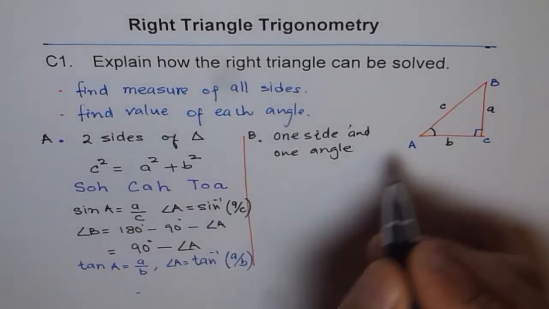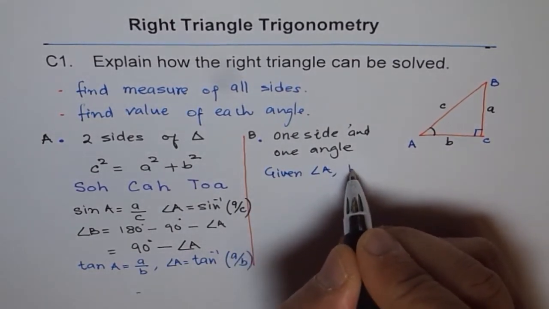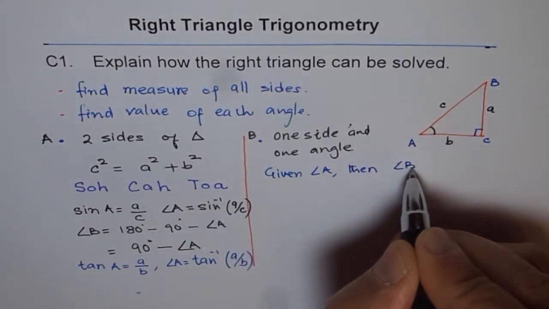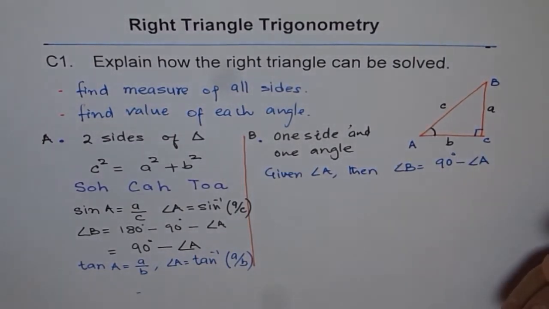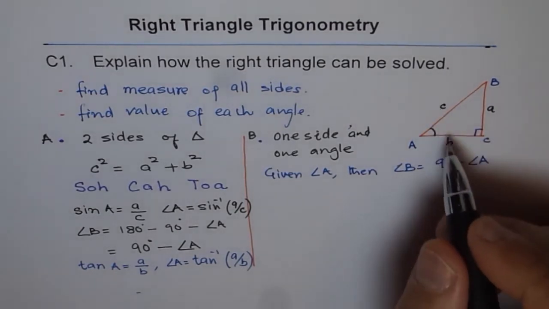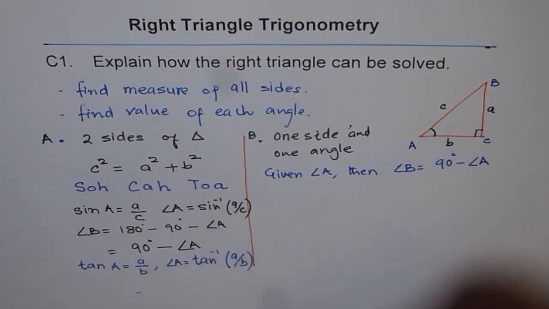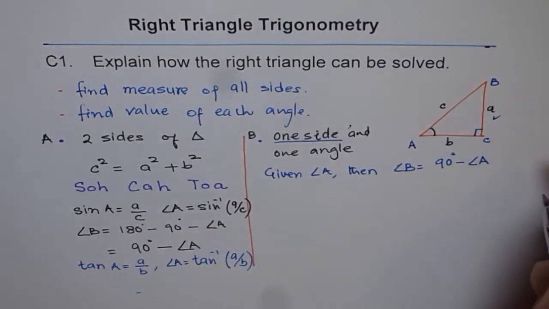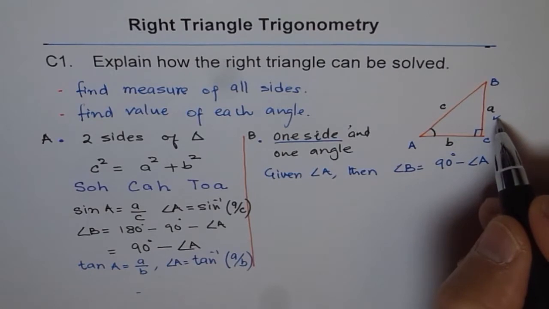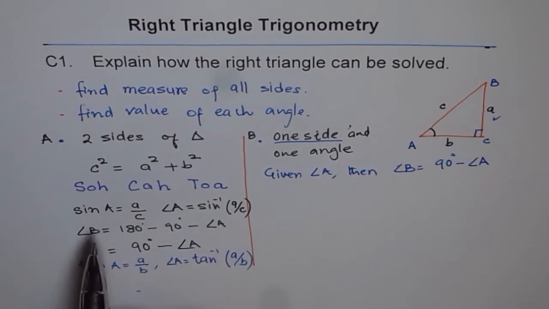Let's say we are given angle A, right? Then what is angle B? Then angle B will be 90 degrees minus angle A. So we know all three angles, correct? Now to find each and every side, we can use trigonometric ratios. We are given one side also. Let us say we are given the opposite side. If we are given the opposite side, we should use sine or tangent. So just remember that part.